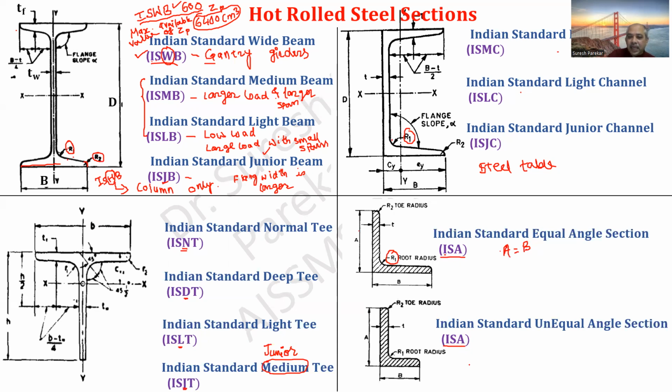And Indian Standard Unequal angle: both are denoted by the same nomenclature. Students get confused with this. Here students are going to say ISA, and here they are going to say ISUA. That is not there. We have the same nomenclature for both. Here A is not equal to B. So we should know these differences. You can go to the IS code and check. If some of them are not mentioned here, try to check, because sometimes your external examiner may ask which are missing, and in that case you should know which are missing, and for that you have to check your steel table.